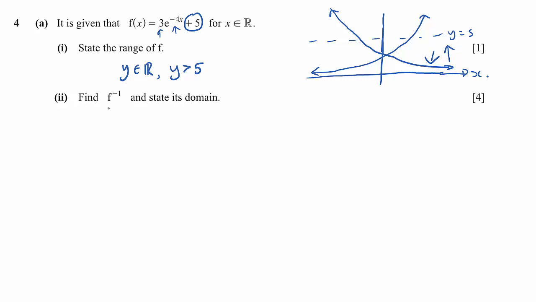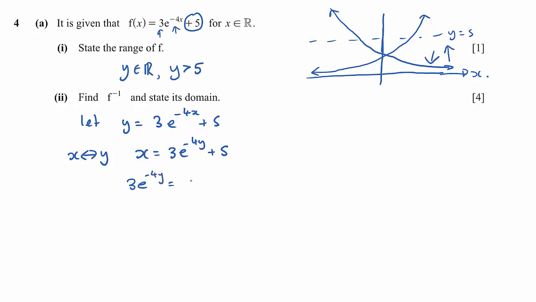Now we want to find the inverse function and state the domain. So we do the usual trick for this. Let y be equal to 3e to the negative 4x plus 5 and interchange x and y. So x equals 3e to the negative 4y plus 5. And then we want to rearrange to make y the subject of this. So 3e to the negative 4y would be equal to x take away 5. E to the negative 4y would be x minus 5 over 3.